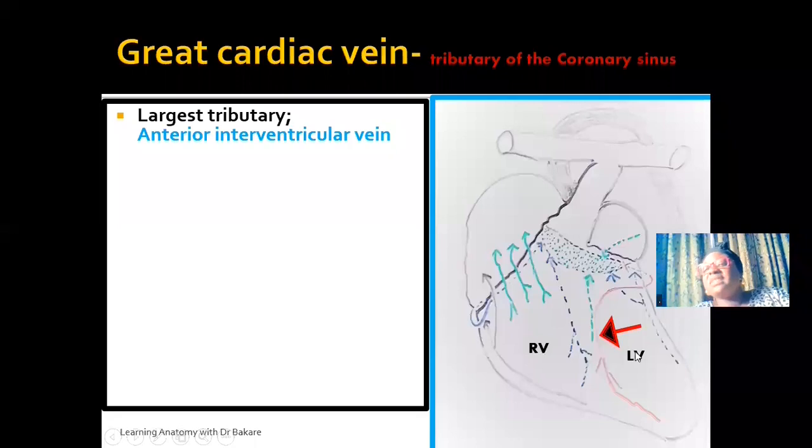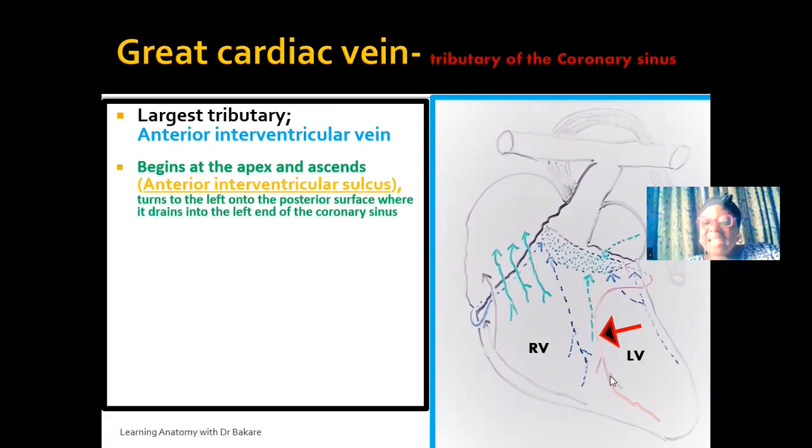This is the right ventricle, this is the left ventricle. So the groove that is created between the right and the left ventricle is called the interventricular groove. And this is where the anterior interventricular vein, which is also referred to as the great cardiac vein, will pass through. So you see it beginning from the apex of the heart, ascending and running towards the left side of the heart. This is the right side of the heart, this is the left side. As it gets to the left border of the heart, you see it turning to the posterior surface of the heart.